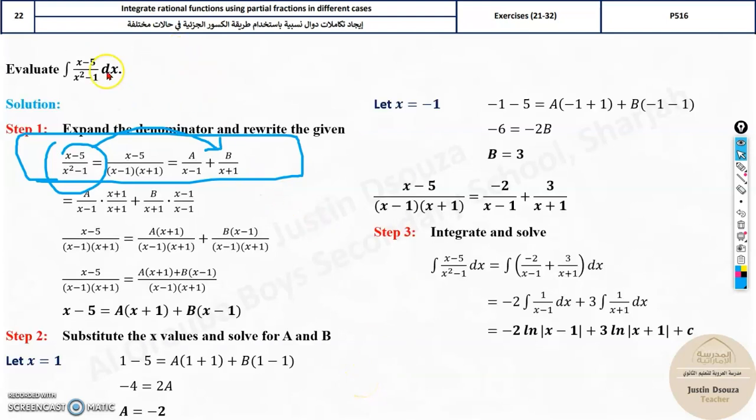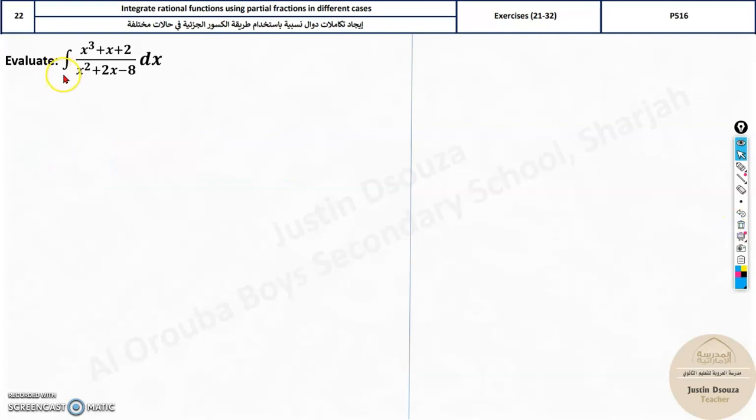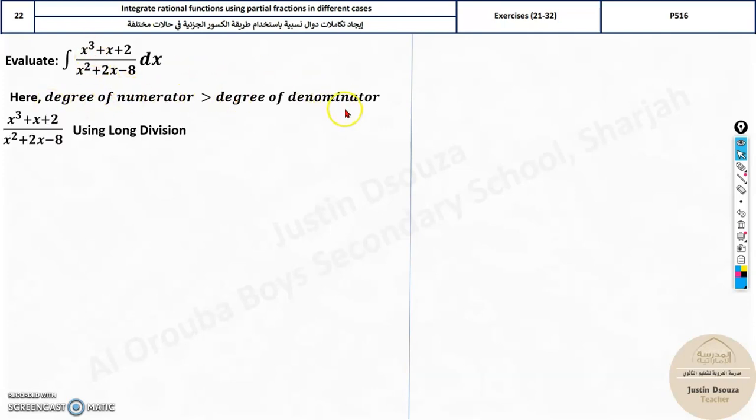Now, here in the first problem, the numerator was smaller than the denominator in terms of degree, x power 1, x power 2. But what if it is equal or greater than? Now we will solve one for greater than and one for equal. Look, x to the power 3 is greater than x to the power 2 degree. Here, since the degree of numerator is greater than the denominator, you need to do the long division method. This is the extra step.